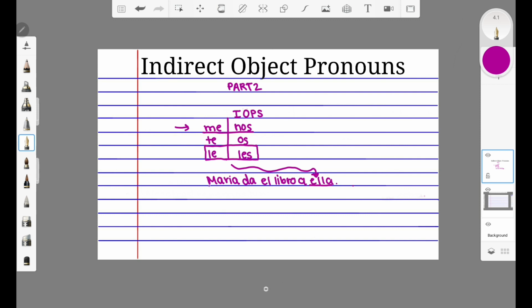But for example, if this was nosotros or nosotras damos, we wouldn't use nos, we would use le still because the indirect object is referring to ella. So we're not talking about the subject. Who is being indirectly affected? That's the indirect pronoun we're going to use. So if I'm the one indirectly getting affected, I'm going to use me. Same with the rest of them, and so on.